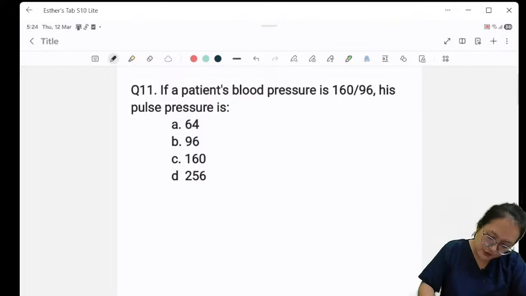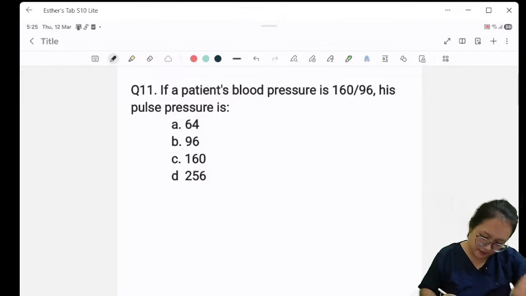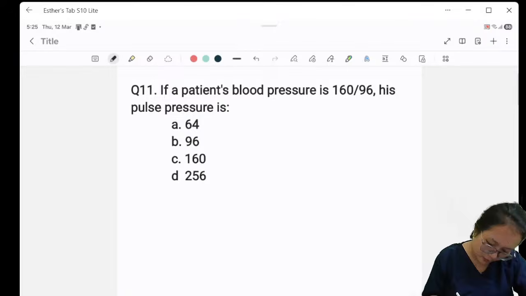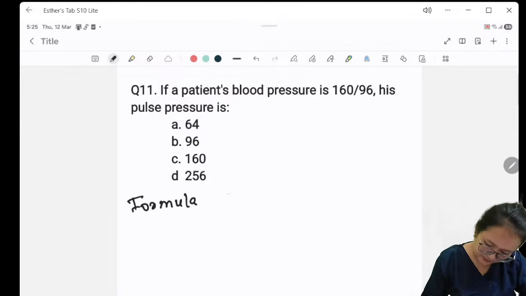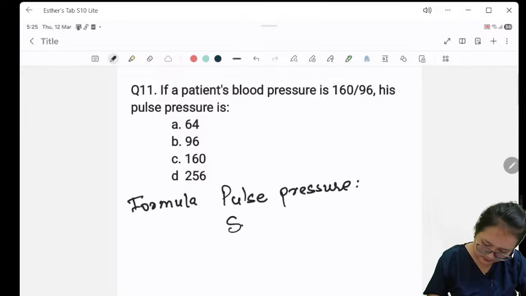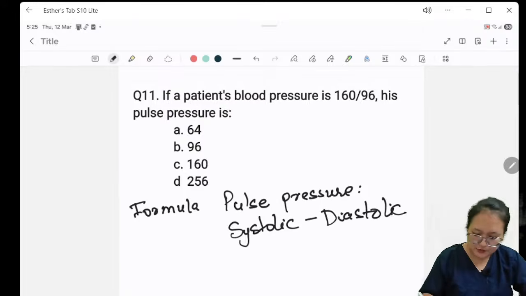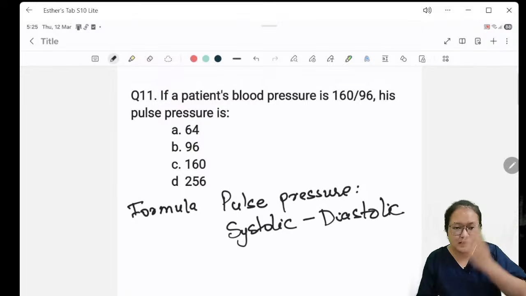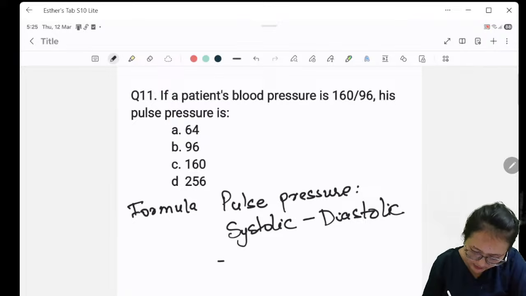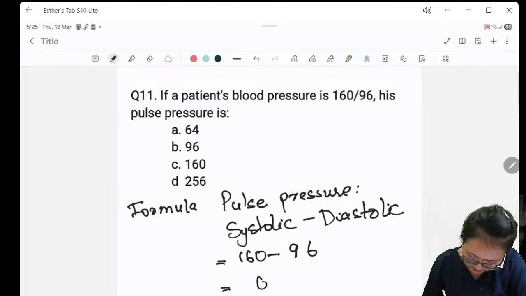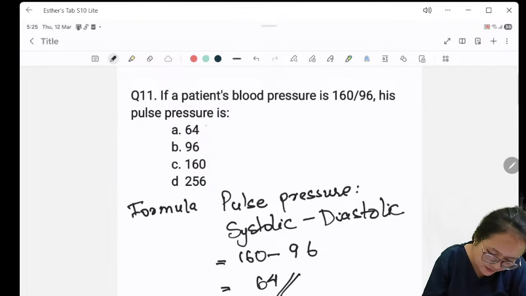Okay, so in order to get the pulse pressure, we have a formula. The formula for pulse pressure is systolic minus diastolic. So we have 160 minus 96, we get 64. So the right answer will be A.